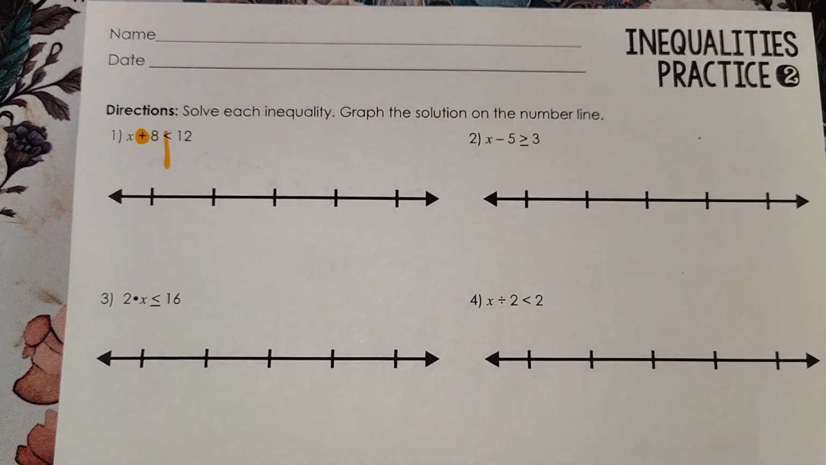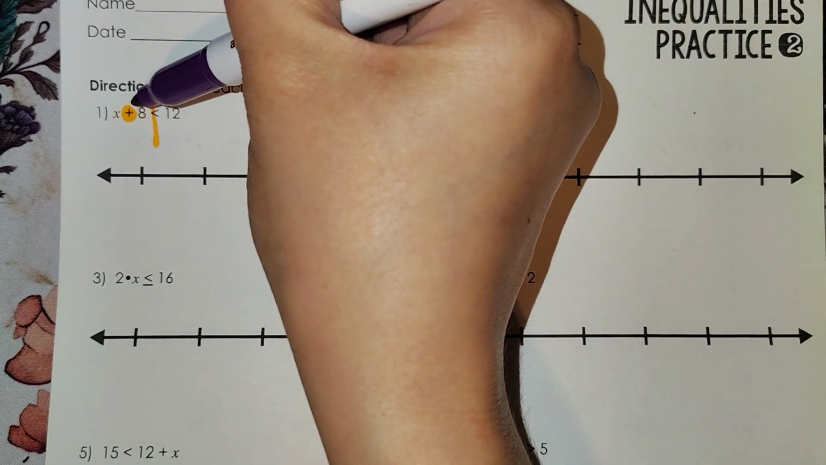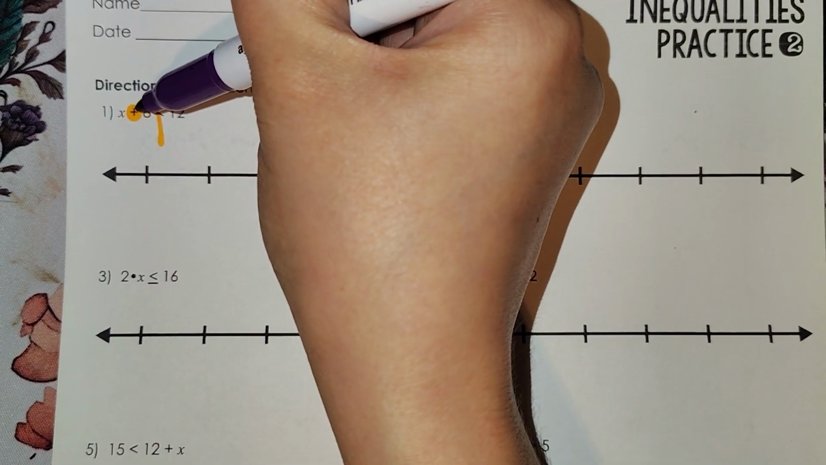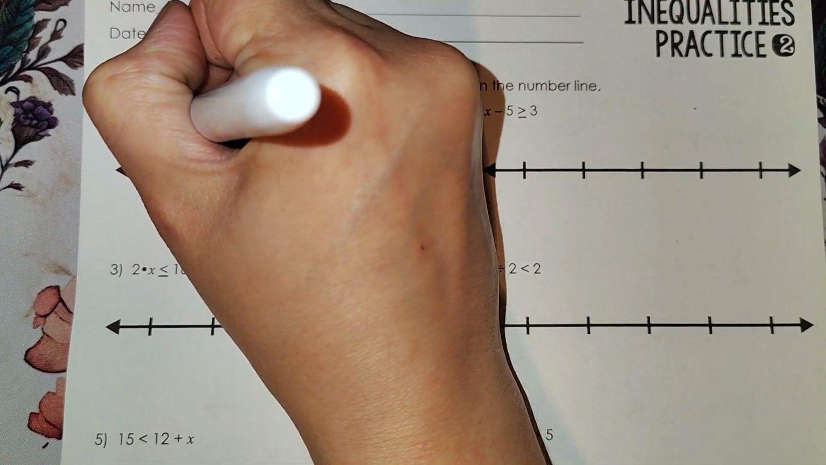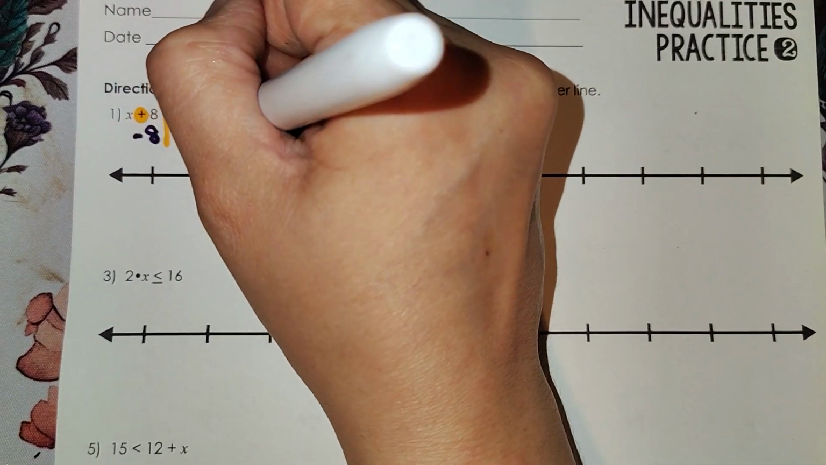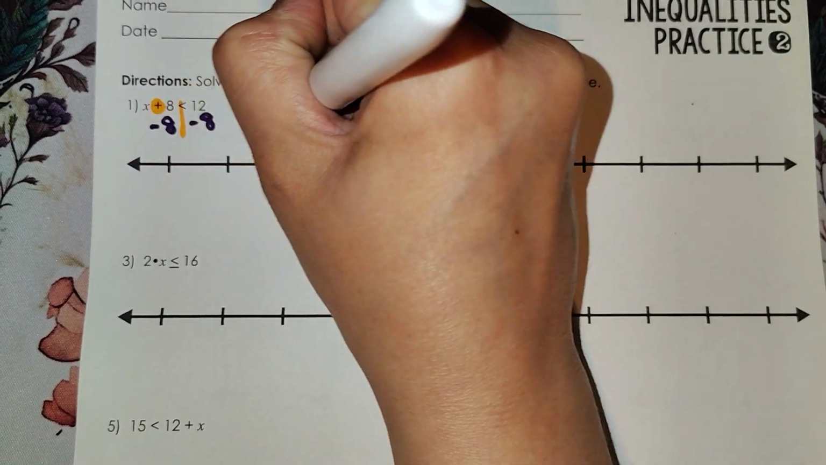Don't overthink it. Okay? My operation is addition. Opposite is going to be subtraction. So I'll subtract from both sides. And I will come up with x is less than 4.